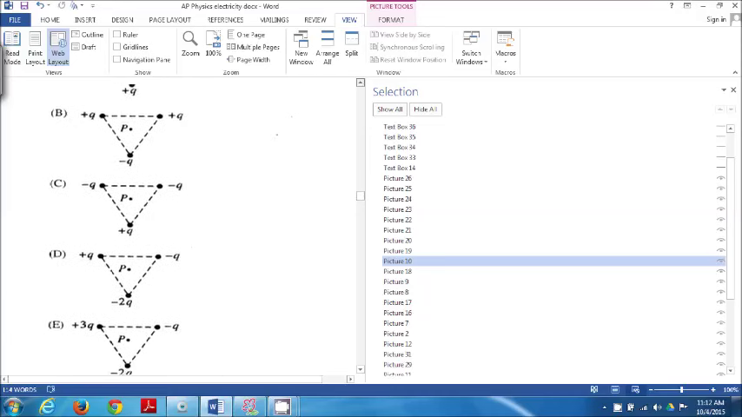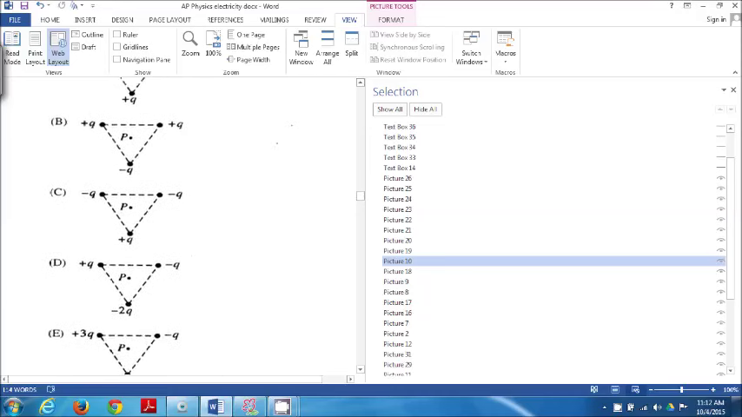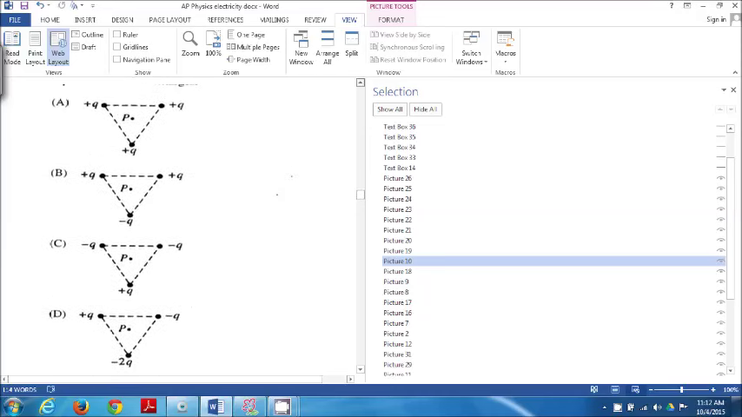So here we can see, in the first case the charges are all positive. So if this is positive, this will be repelling, and these two also will be repelling. This charge Q will be repelling this side, this will be repelling it this side, and this will be repelling the other side.